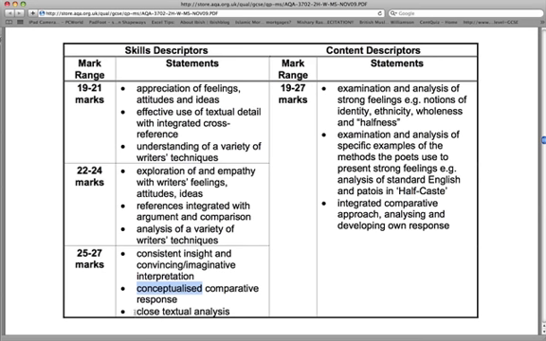And then you've got finally close textual analysis, and close textual analysis basically just means you are really going through the finer details. So you're not just picking out the obvious things in the poem, you're looking at some of the fine ones.